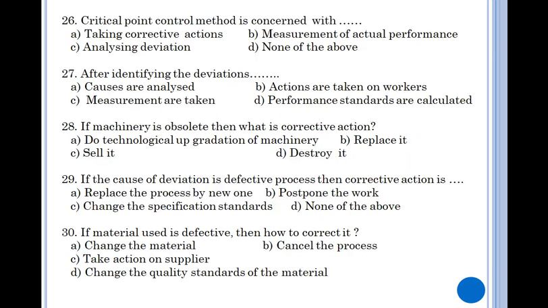Next we have question number 26. The critical point control method is concerned with. We have four options. A, taking corrective actions; B, measurement of actual performance; C, analyzing the deviation; and D, none of the above. Okay, so as we have studied, the critical point control method is concerned with analyzing the deviation, that is option C.